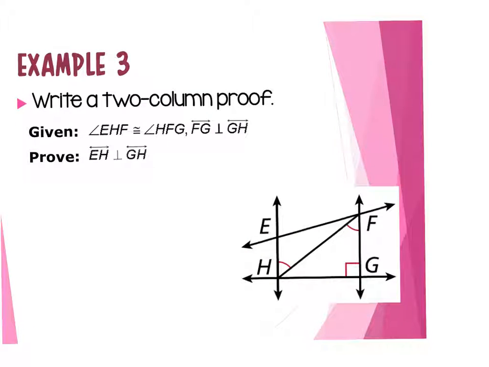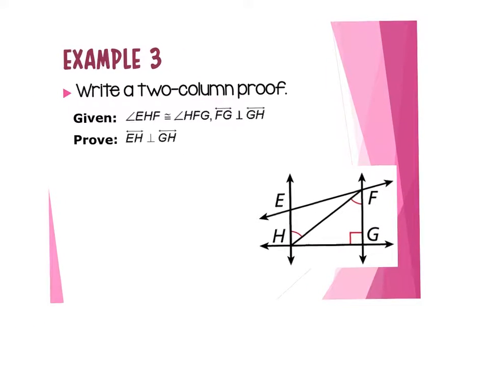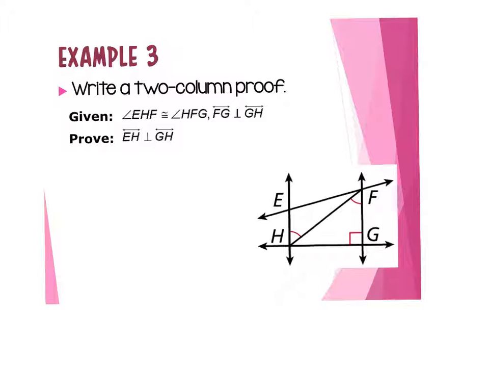All right, this one. Write a two-column proof. Given angle EHF is congruent to angle HFG. Those are the ones that are marked here. Given those two are congruent and this is perpendicular, prove that EH is also perpendicular to GH.